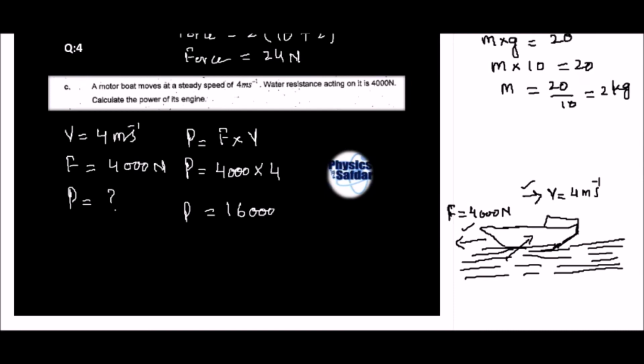The unit of power, you know well, it's watt. You can change your answer in watt to kilowatt. For that you divide the number 16000 with 1000, then we get the answer in kW, kilowatt. We get finally, after division with 1000, 16 kilowatt, and that is the final answer.